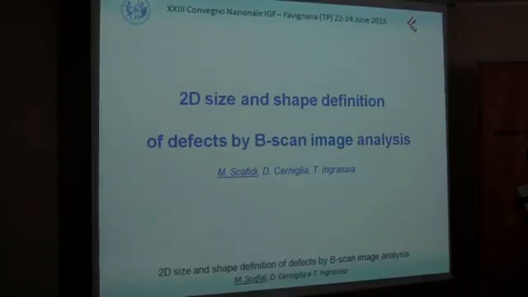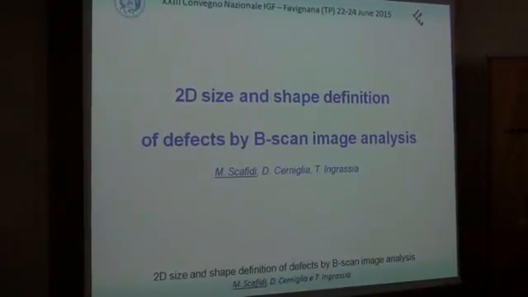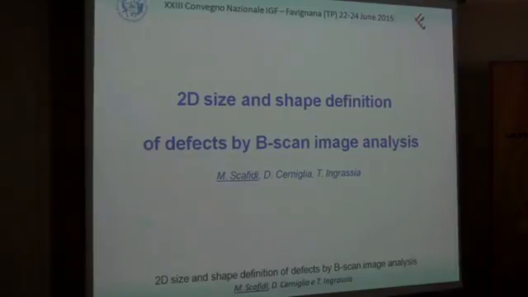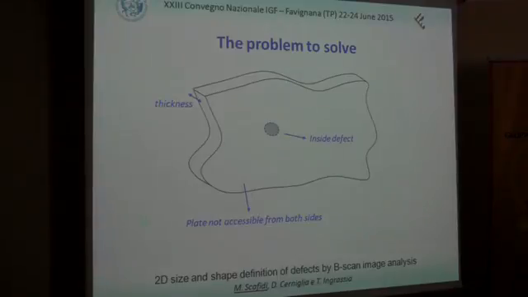So we are making research on the definition of 2D size and shape of a defect inside a plate, which is our problem to solve. We have a plate with a thickness, and we have some defect inside or on a side of the plate.